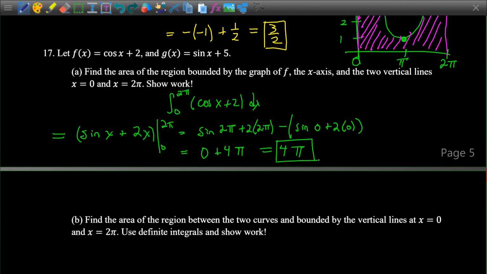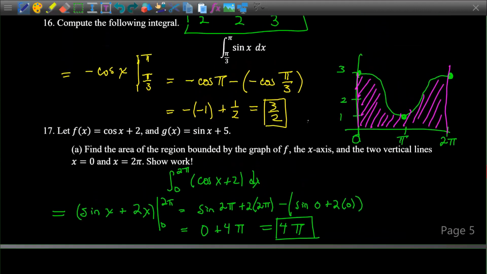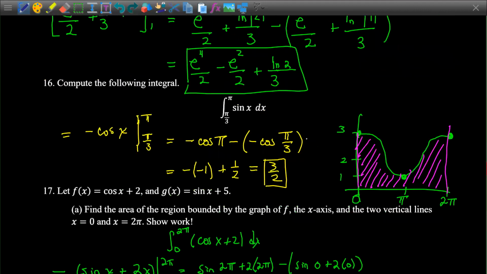Part B, find the area of the region between the two curves and bounded by the vertical lines at x equals 0 and x equals 2 pi. So once again, we have this trig function of sine of x shifted, and it's shifted up by 5.